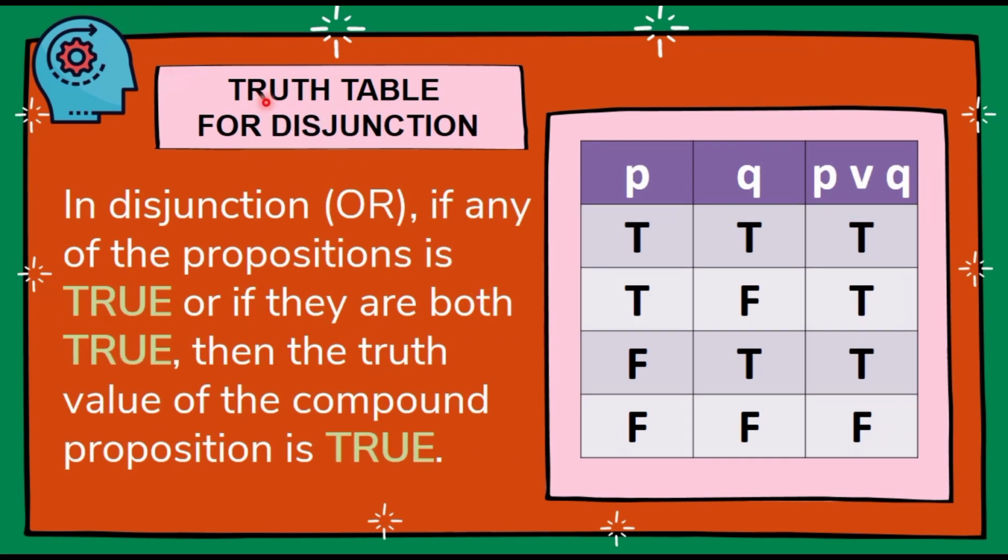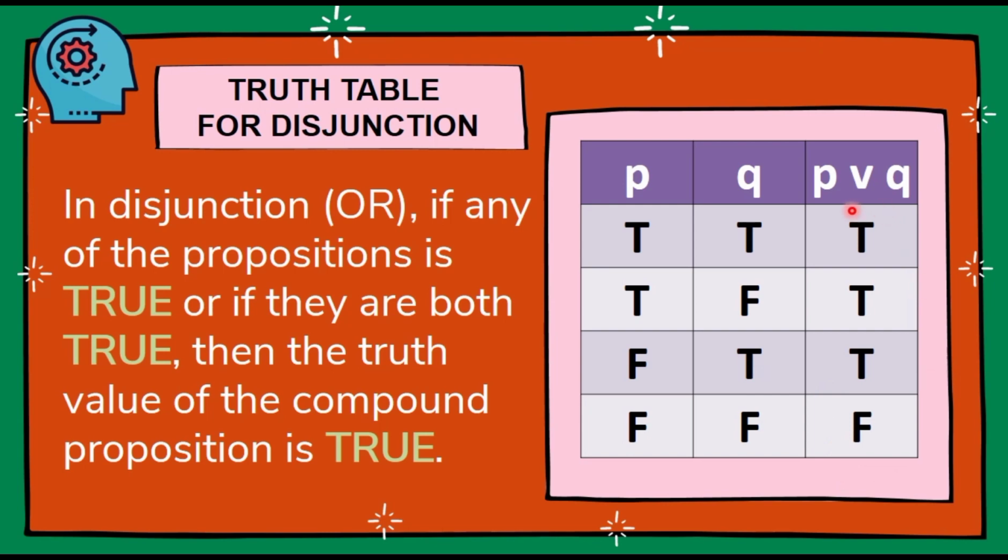Okay, let's move on to the truth table for disjunction. Last week, I had already introduced this table to you. But as I told you, I only showed it. You did not know how it was derived. You just memorized it. What Sir wants is for you not just to memorize, but to understand how it was derived.